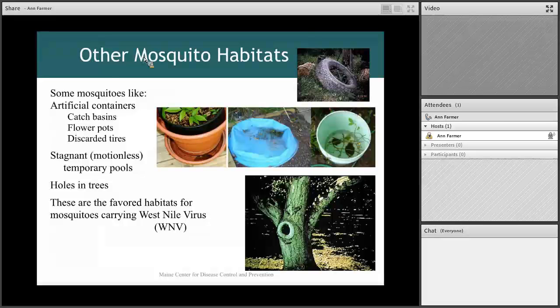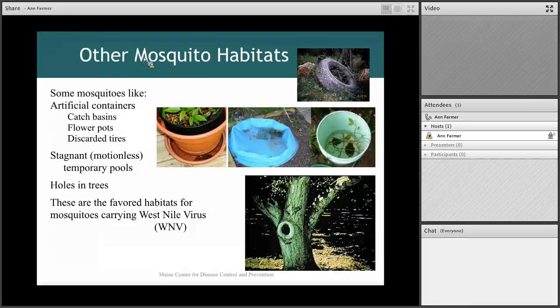Mosquitoes that carry West Nile virus tend to be container mosquitoes. These mosquitoes like artificial containers such as catch basins, flower pots, tires, buckets, or anything that might be out in your yard that holds water.